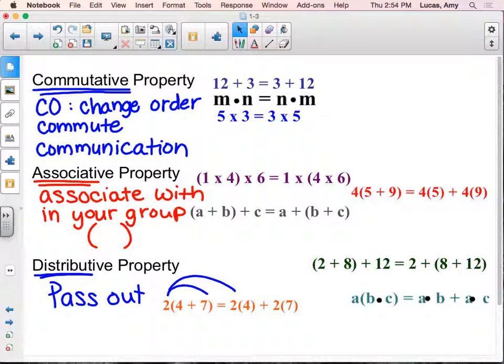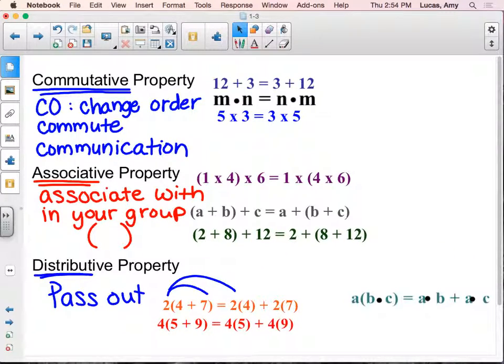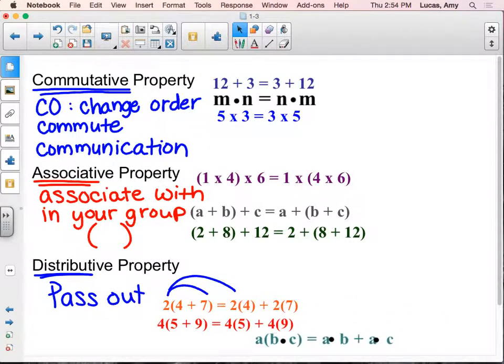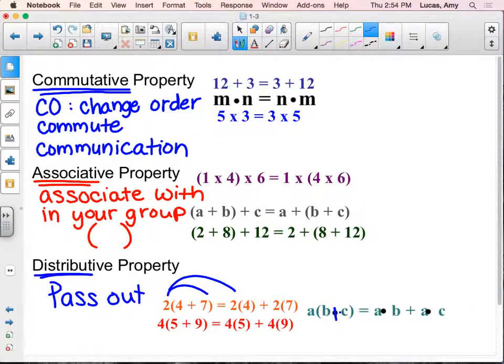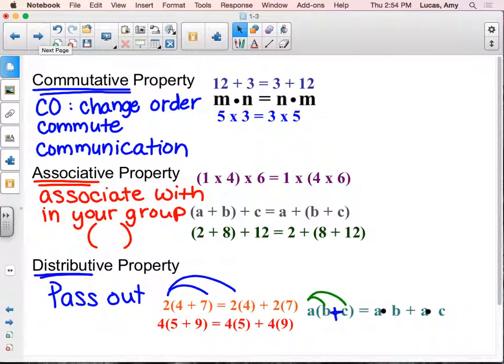The parentheses move. This one is distributive. The 4 is being distributed times the 5 and the 9. Another one that's associative, and then this last one, distributive. The A is being distributed times the B times the C. This should actually be a plus right here. There. So it's A times B plus A times C.